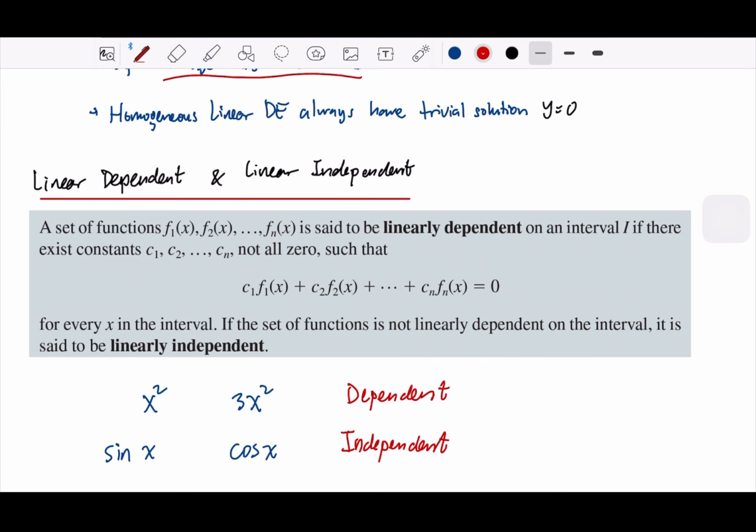But of course, this constant can be any numbers. So maybe you are given 3 or 4 functions, and you add all four together, multiplied with any constants. When it's 0, then you can verify that it's dependent. But if not, then perhaps it's independent.